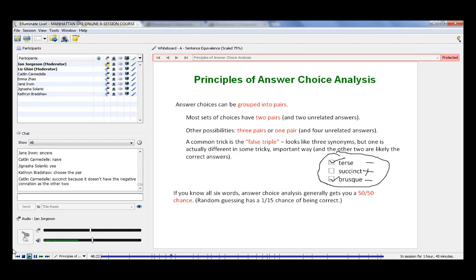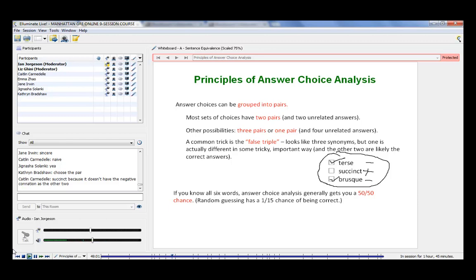All right, so if you know all 6 words, answer choice analysis gets you to a 50-50 chance most of the time. In other words, there's 2 pairs. You know the correct answer is one of the 2 pairs, even if you don't look at the sentence itself. So if you don't understand the sentence at all, but you knew all 6 words, you've still had a 50-50 guess. Random guessing, by the way, guys, since you have to choose 2 from among 6, we'll do this when we get to combinatorics in mathematics, but it's basically a 1 out of 15 chance of being correct. A 1 out of 15 chance of being correct.